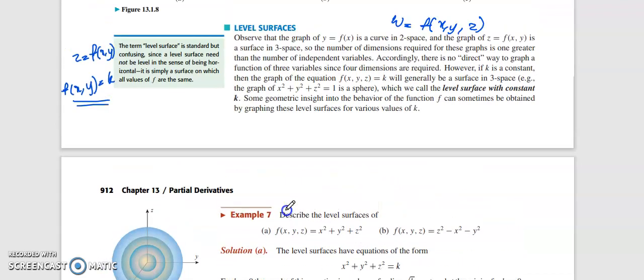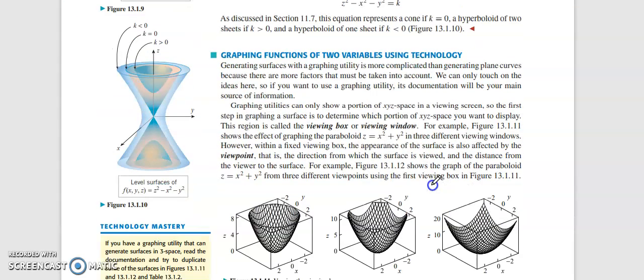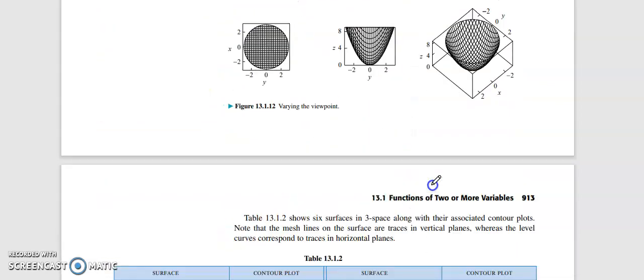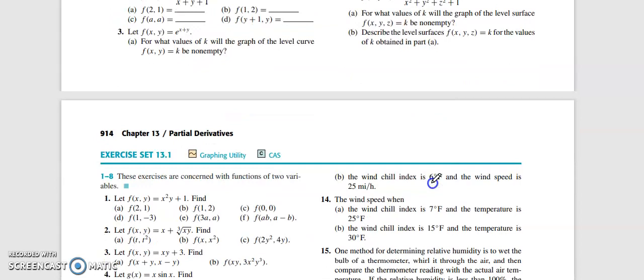So like level curves, when you have a three-dimensional function and you take w equal to k, we will get the level surface. So that is how you define the level surface. So this is all about the graphing of the functions.